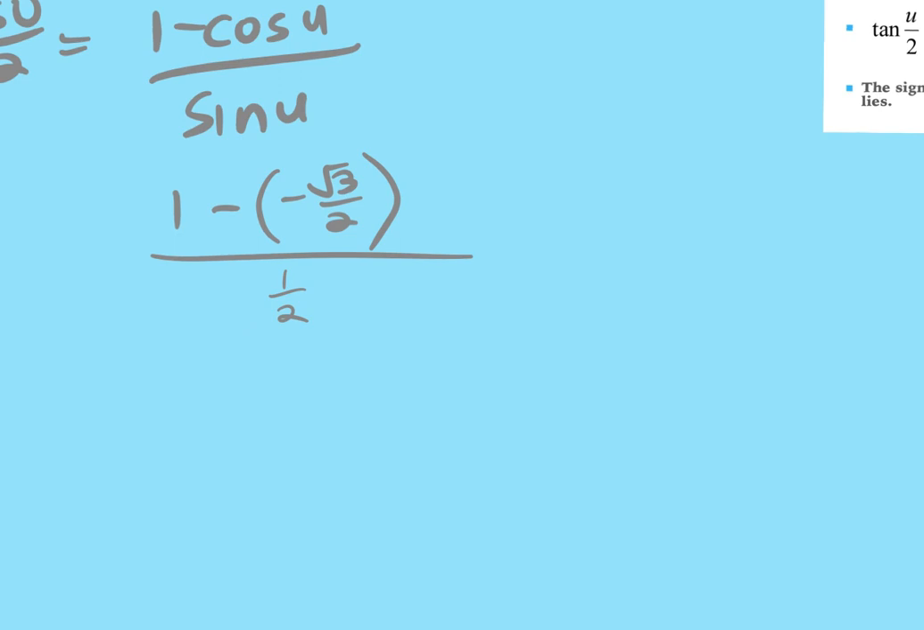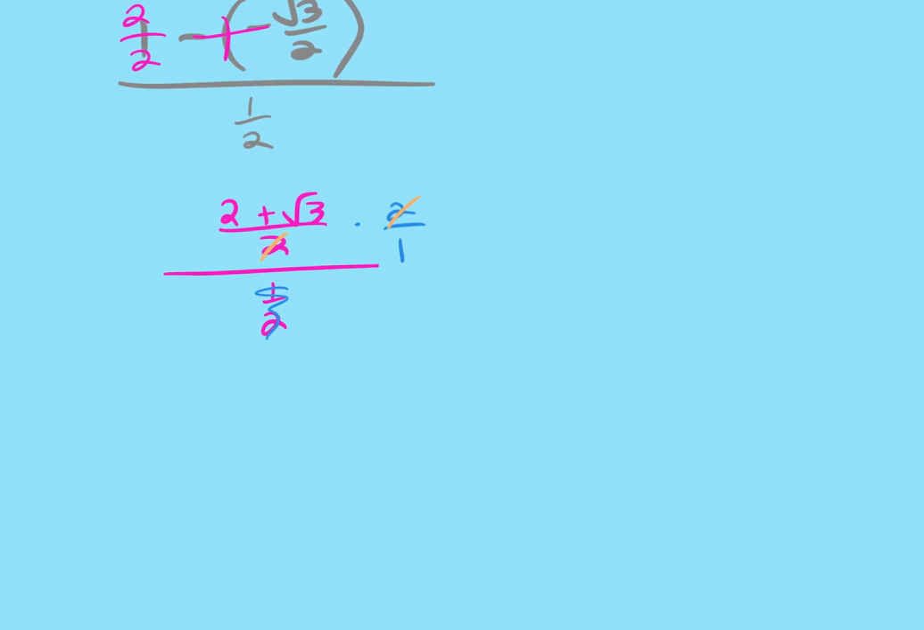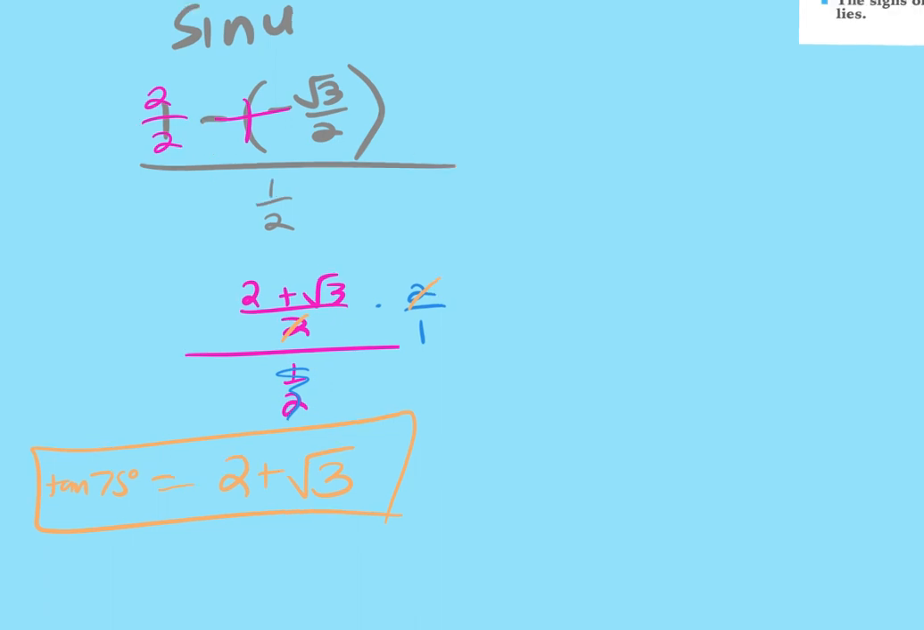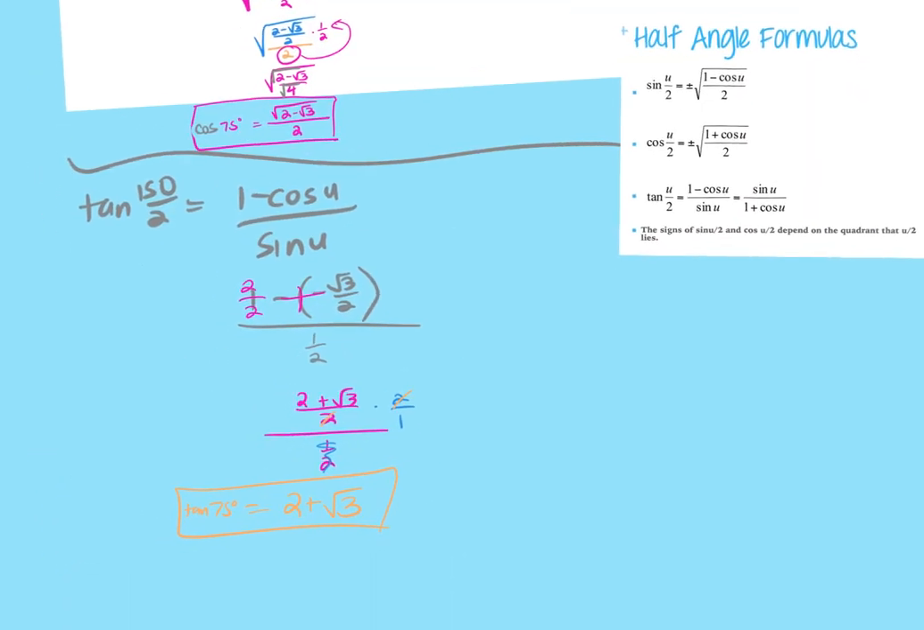So I get a like denominator. This would be 2 over 2. This becomes plus. And I get 2 plus root 3 over 2 over 1/2. And then I flip it. And the 2's cancel. And I get 2 plus root 3. And that's the tan of 75. And tangent, we don't have to pick a sign, because you're involving both the sine and the cosine, the sign will fix itself. It's the other two that you have to determine the sign of.